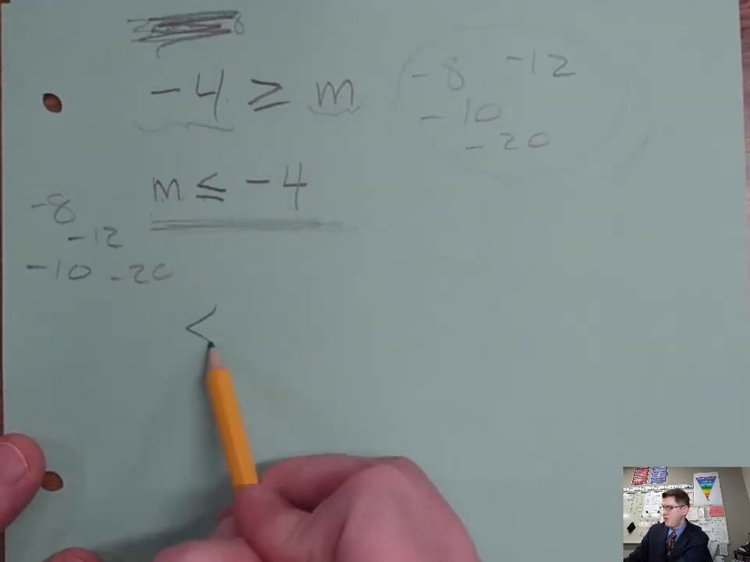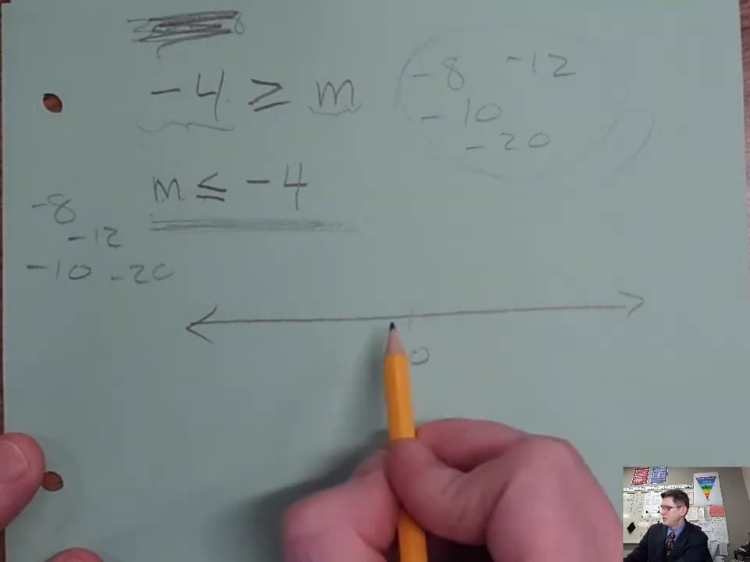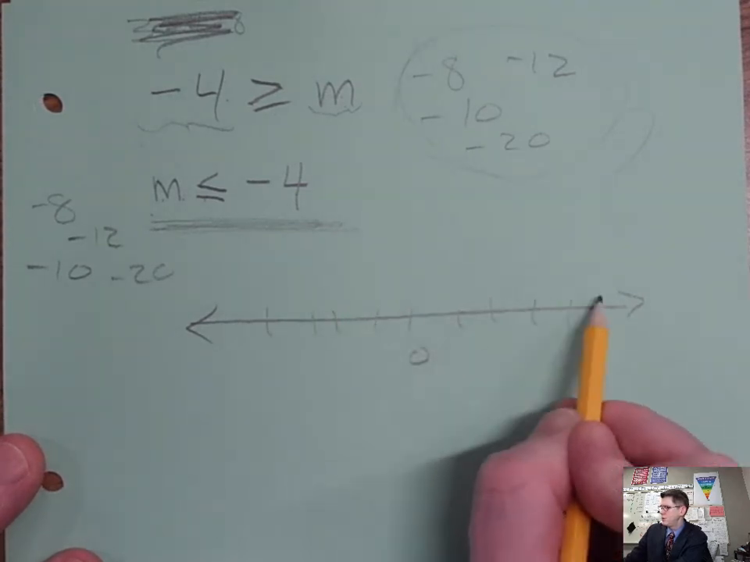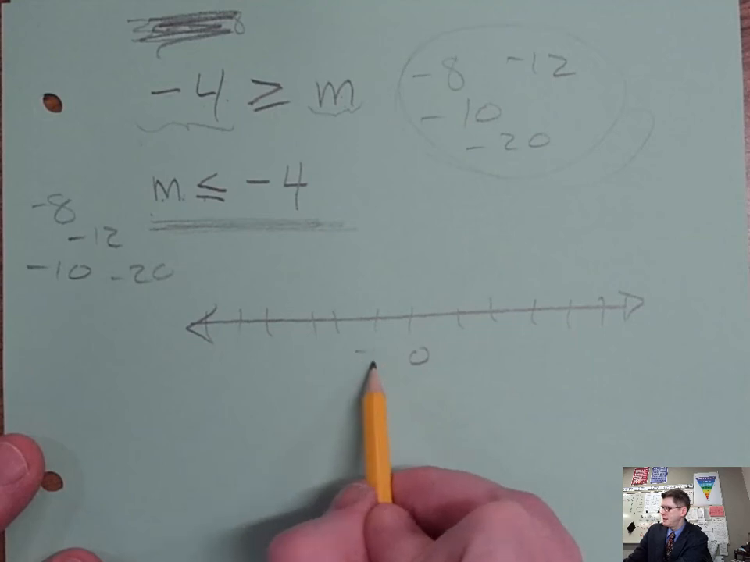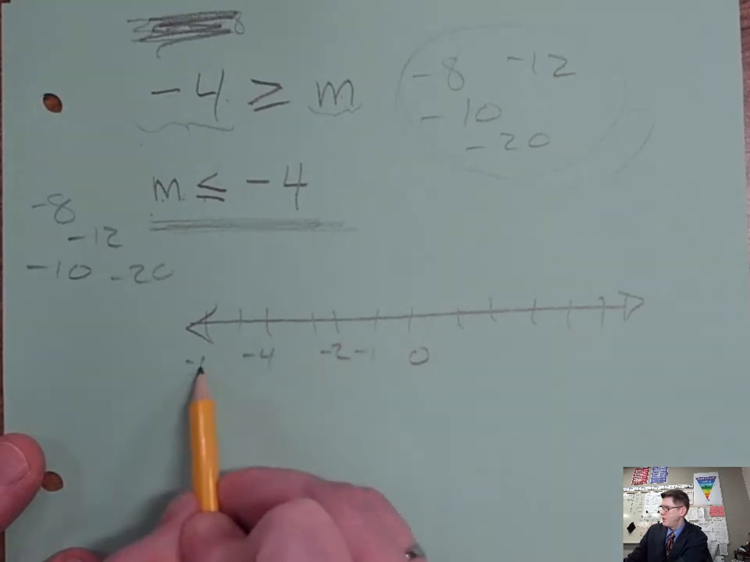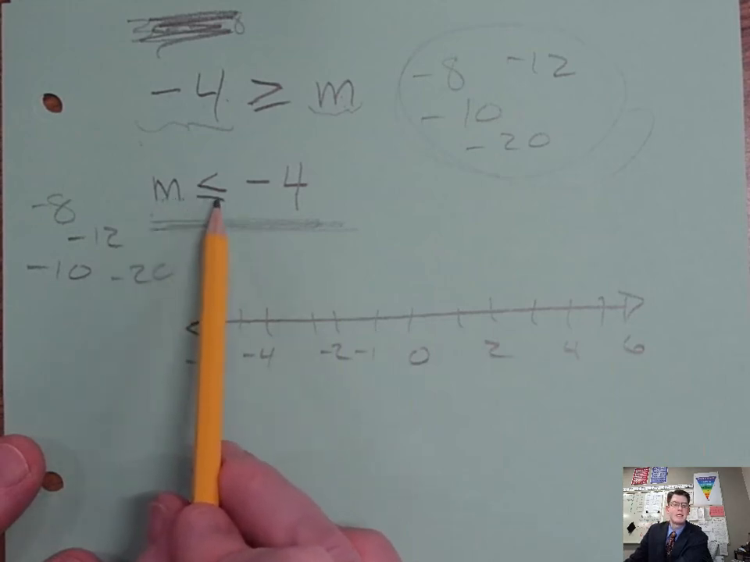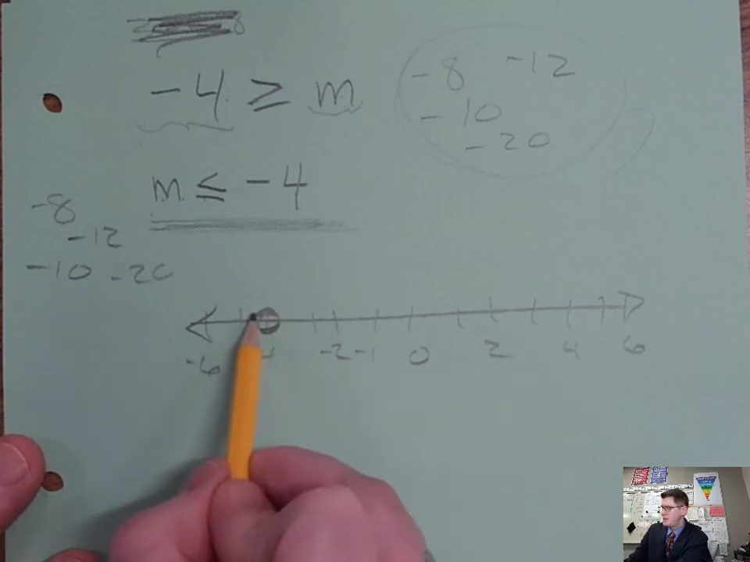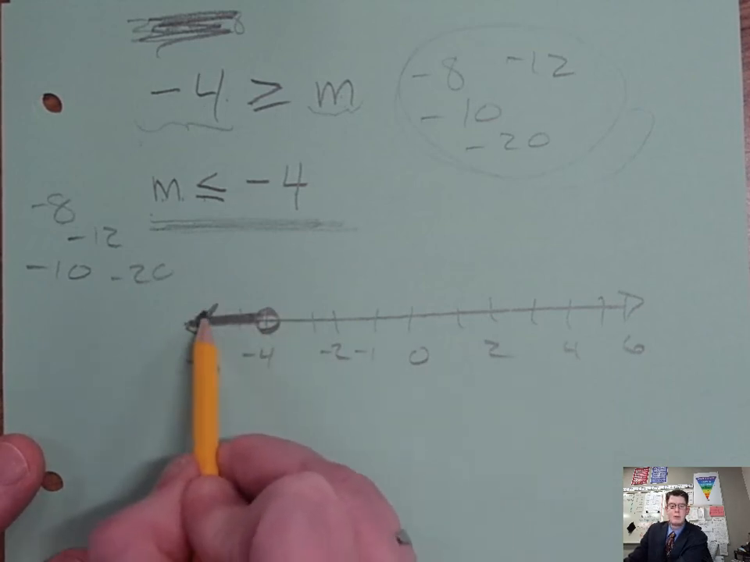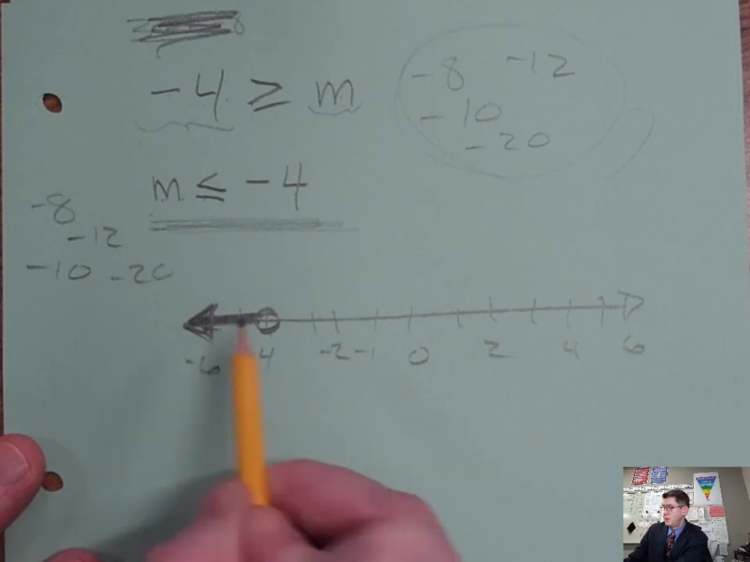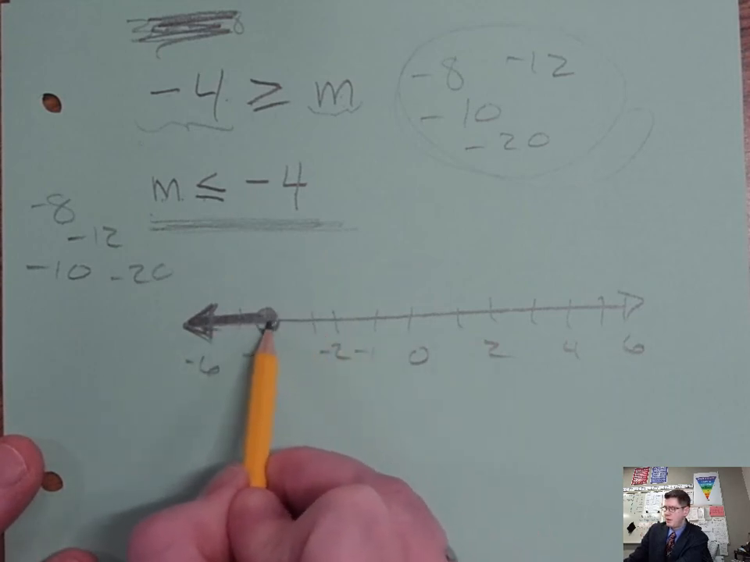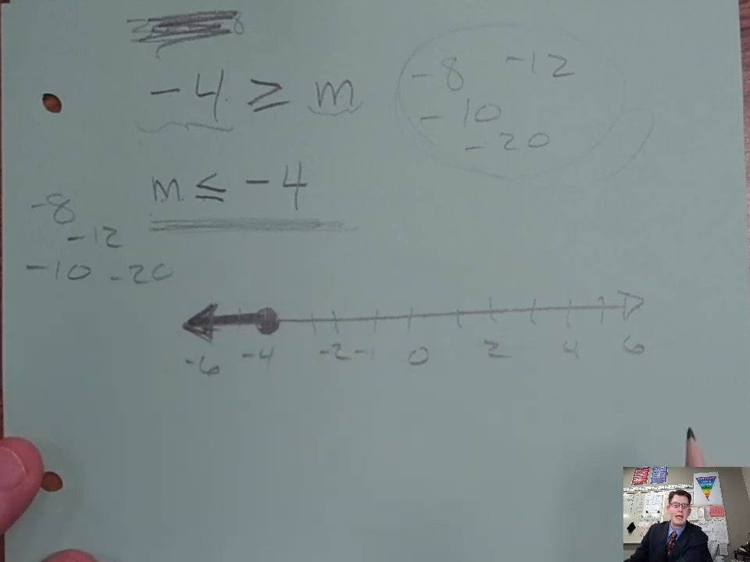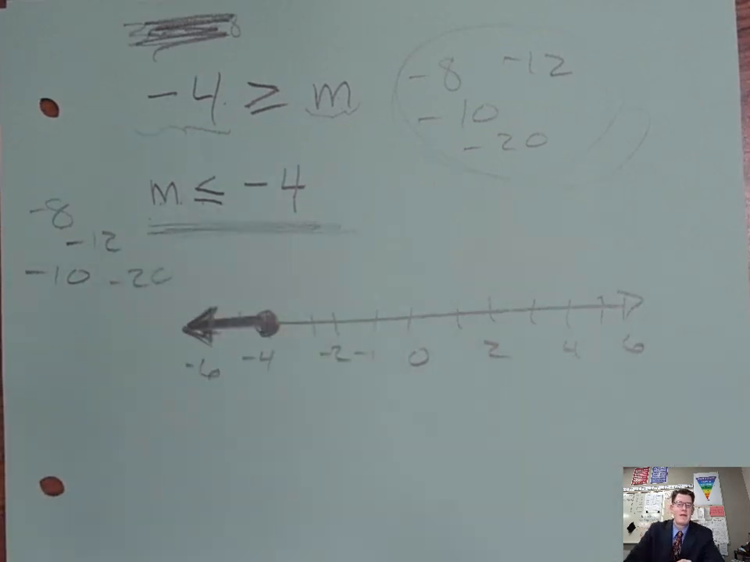Because now we can graph all the numbers that are less than or equal to -4. So here's -4. Less than is this way. So less than, I draw the arrow. Less than or equal to -4. And there's the graph of that inequality.